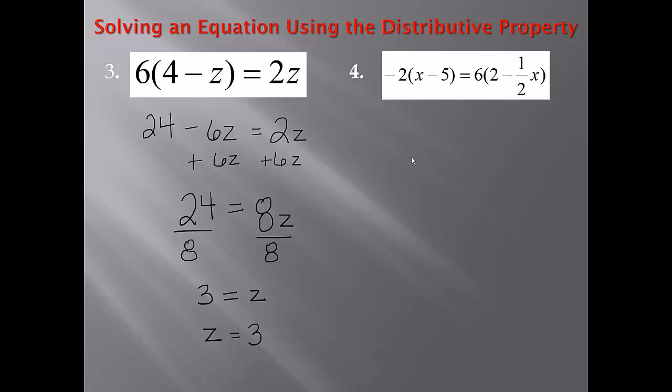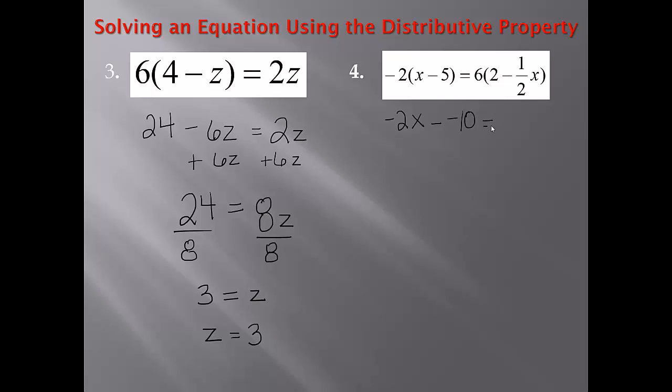And now for number 4, we have negative 2 times the quantity x minus 5. And that's equal to 6 times the quantity 2 minus 1/2 x. So we actually have to do a distributive property in 2 different places in this problem. So we'll first work on the left-hand side. So negative 2 times x is negative 2x. And then we have minus, and negative 2 times 5 is negative 10.